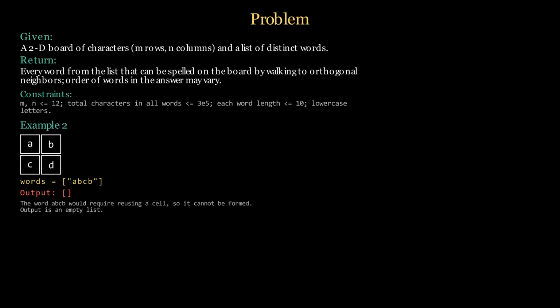Second example, a 2x2 board with A, B, C, D. The only word is ABCB, but you cannot spell that without revisiting a cell, so the correct output is an empty list.